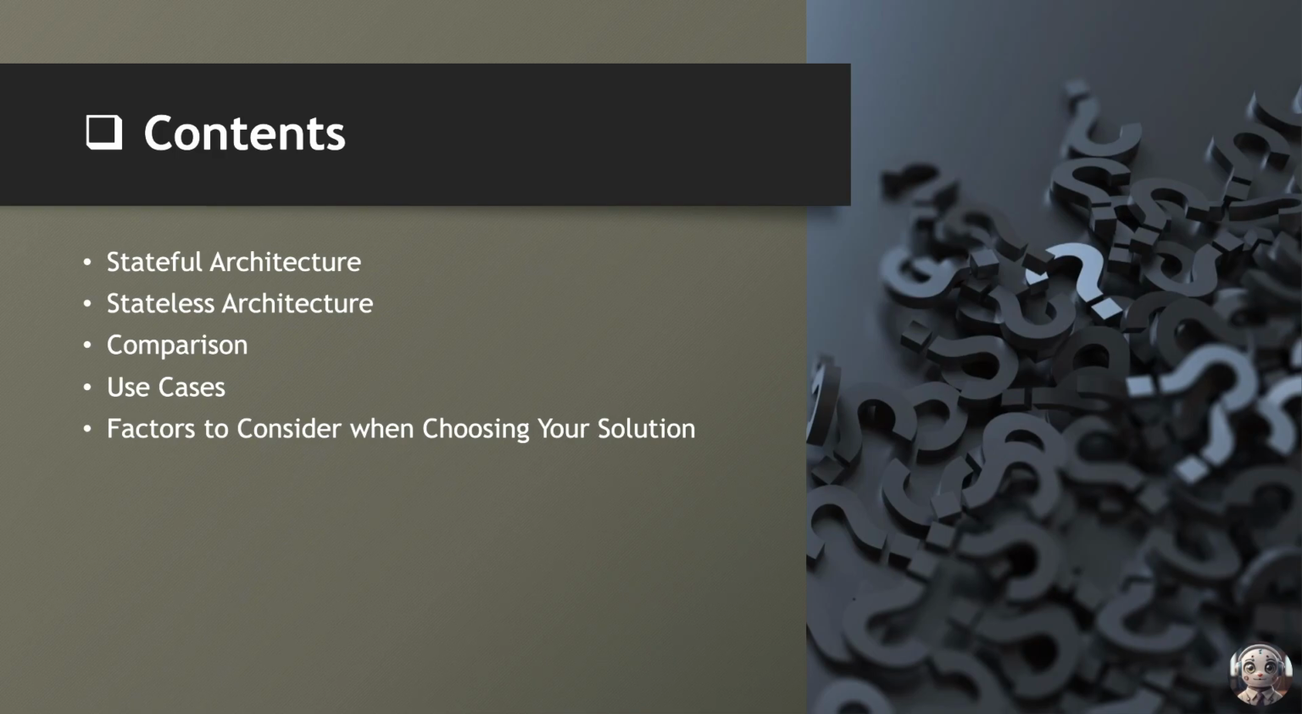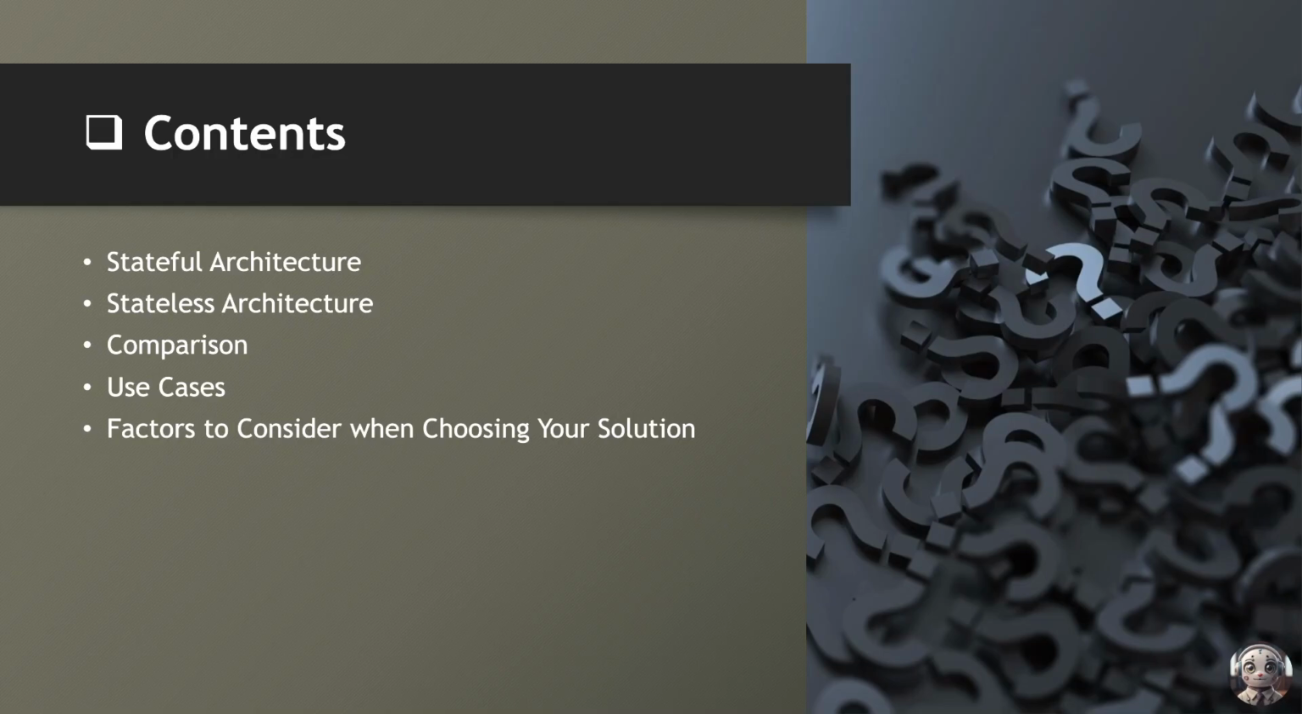In this presentation, we'll cover various aspects of stateful and stateless architectures to provide you with a comprehensive understanding of their differences and applications. Here's what you can expect. We'll start by exploring what stateful architecture entails, its defining characteristics, and examples of where it's commonly used. Next, we'll delve into stateless architecture, discussing its key features and typical use cases. We'll then conduct a comparative analysis between stateful and stateless architectures, highlighting their respective advantages, challenges, and considerations.